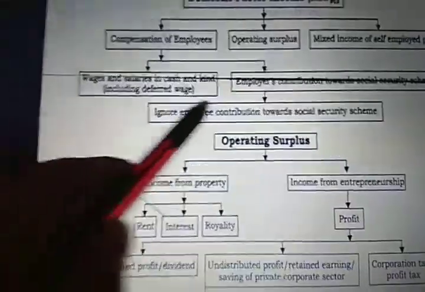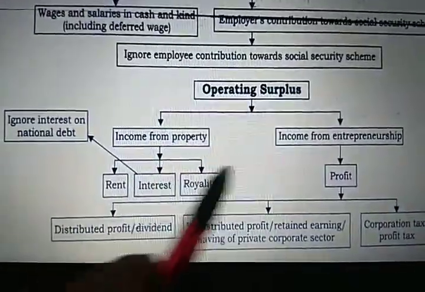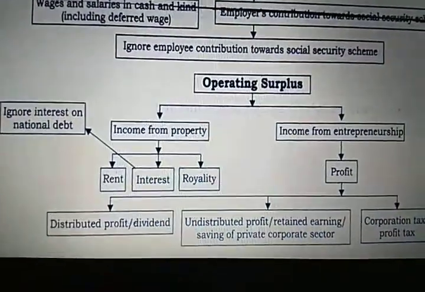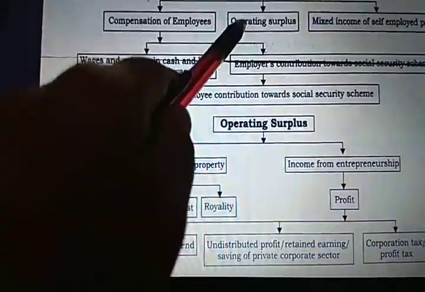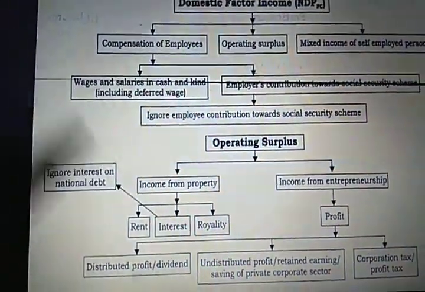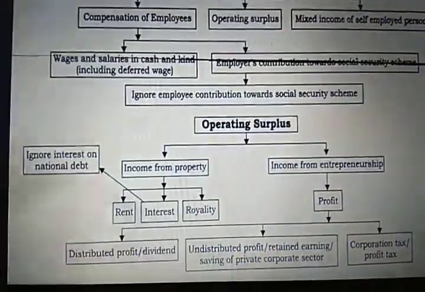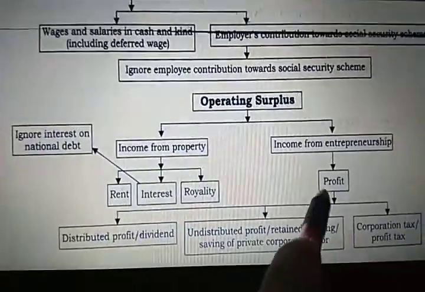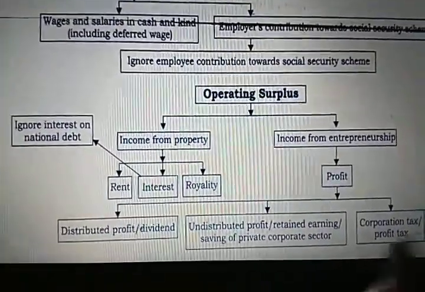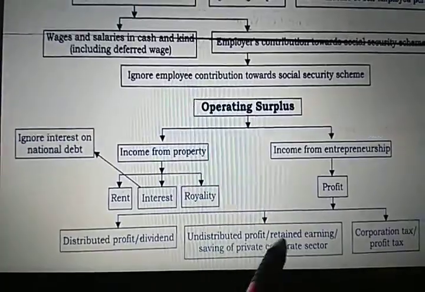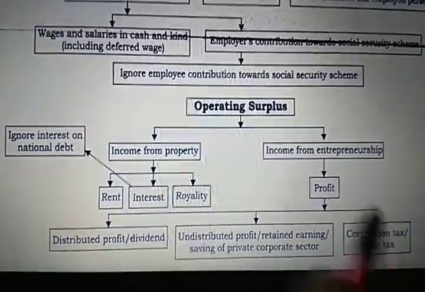So operating surplus, the second component, is divided into these parts. If you add all these, you get operating surplus, but if operating surplus is given straight away in the question, then there is no need to add these all. Now this profit is divided into three parts: dividend, retained earning, and corporation tax.